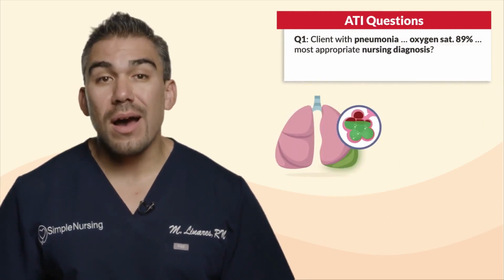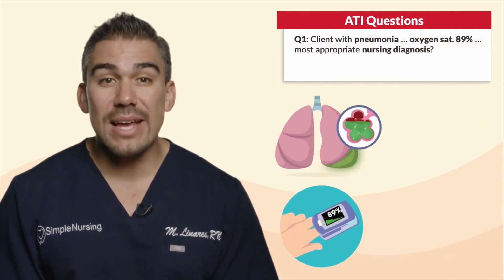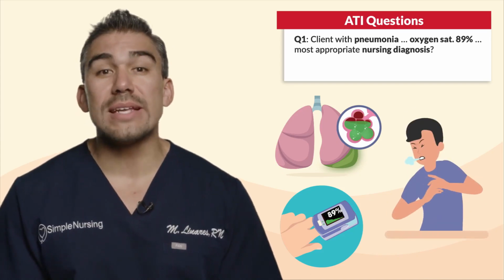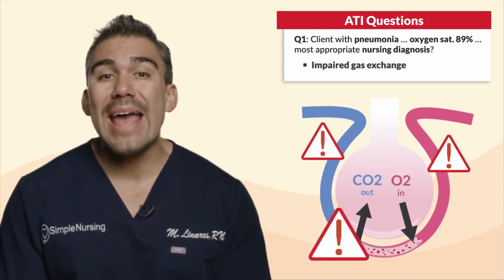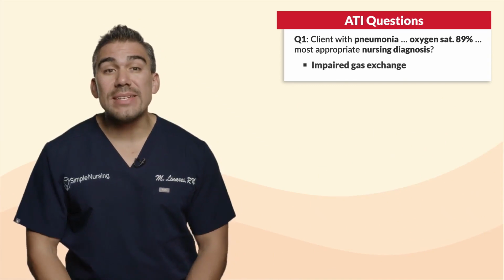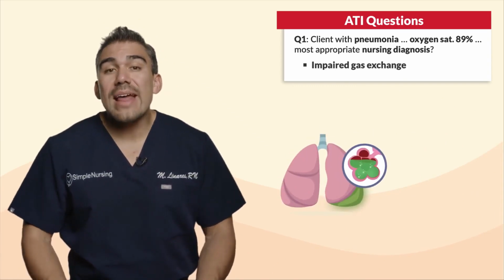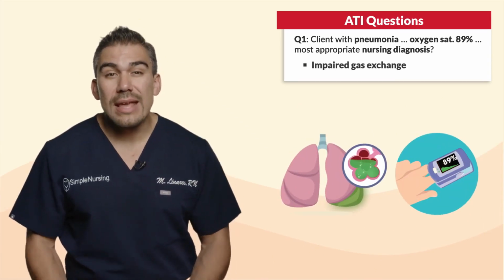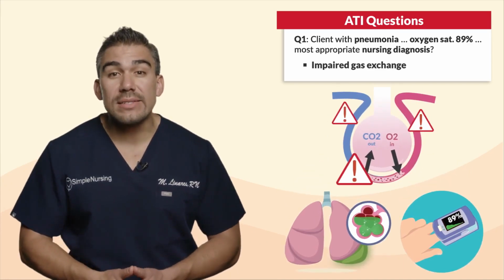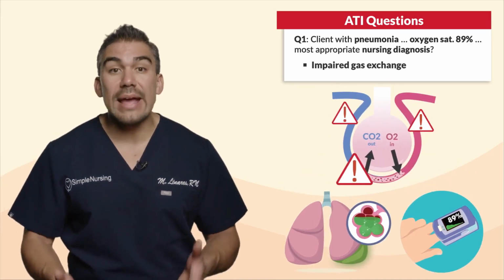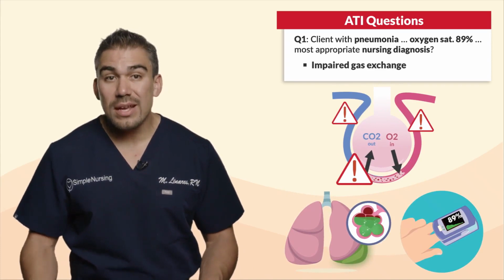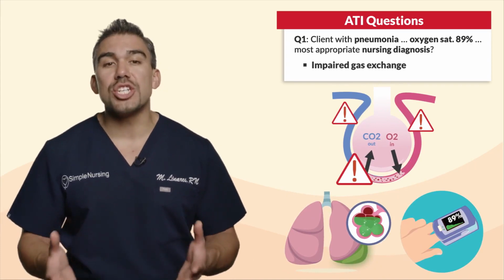So ATI had a few questions on how to use nursing diagnoses. So question number 1, the client with pneumonia, oxygen saturation is 89%. What's the most appropriate nursing diagnosis? Impaired gas exchange. As you can see from the data, the client has pneumonia and has a low O2 sat percentage. This points directly to the lungs not getting enough oxygen and CO2 out, right? So this gas is not exchanging.